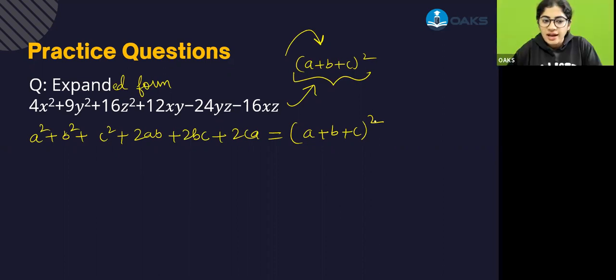Everyone should try. Try to find the sign of A, B, C in these three terms, because here you will always get a positive sign because we are doing square.